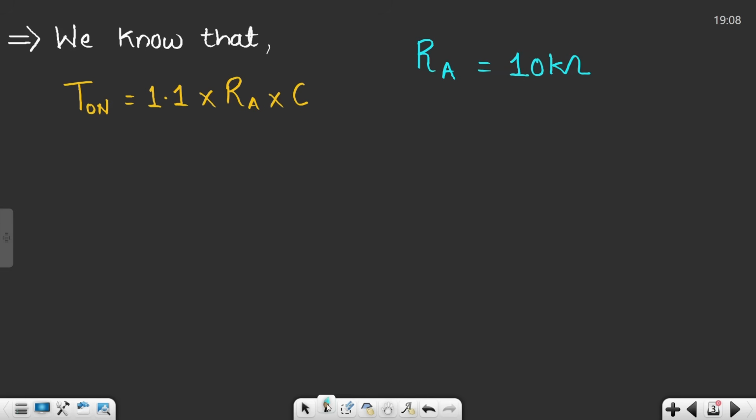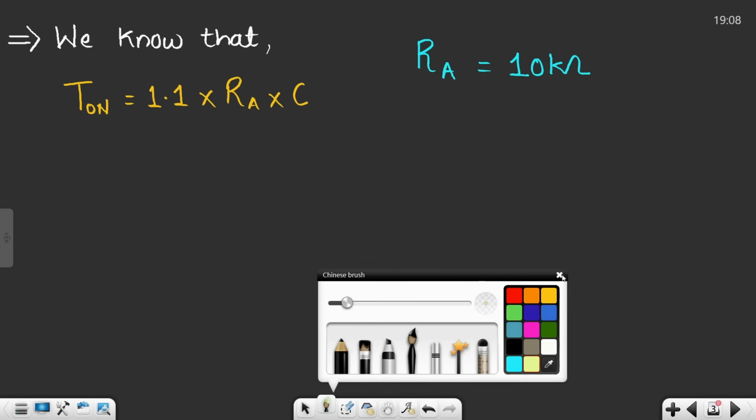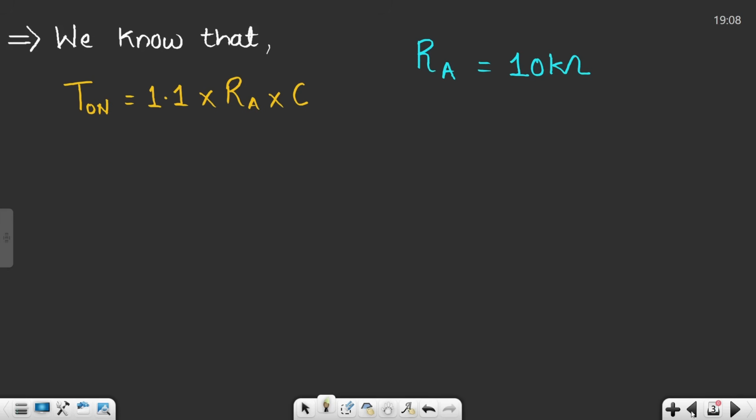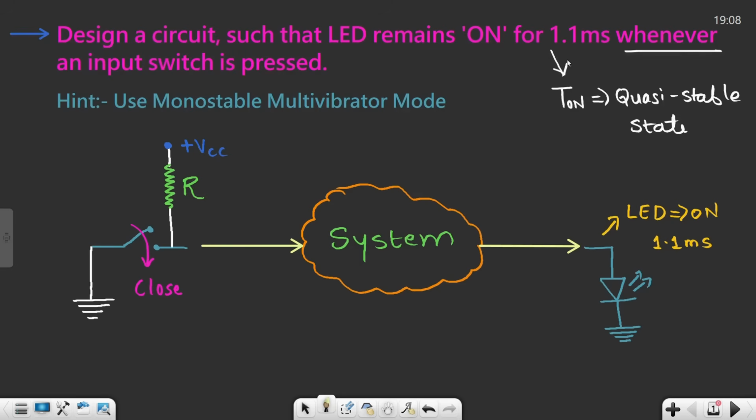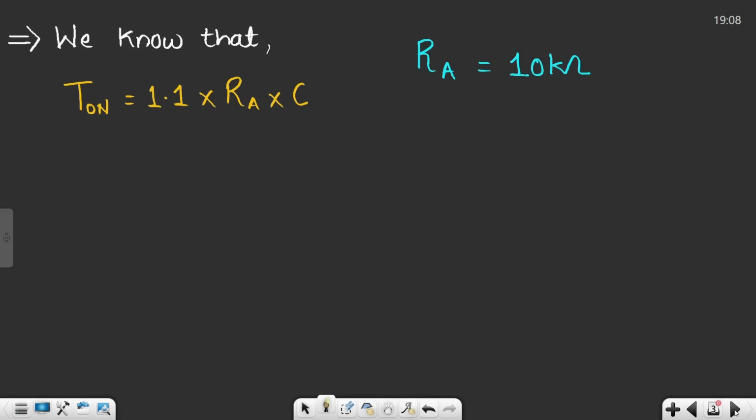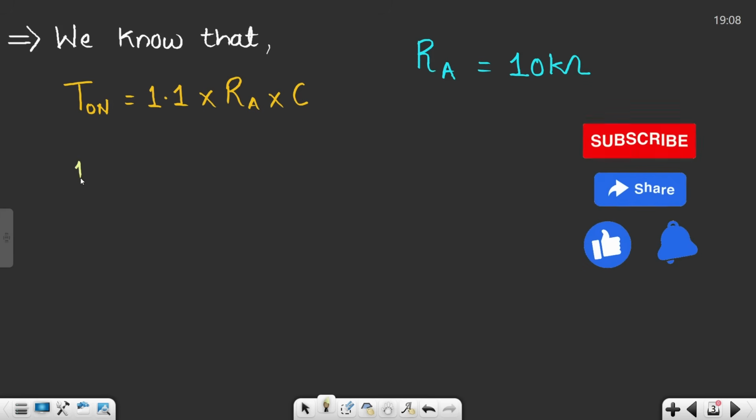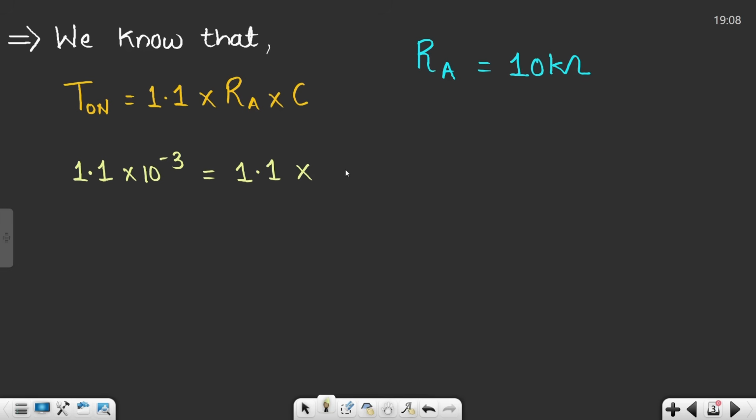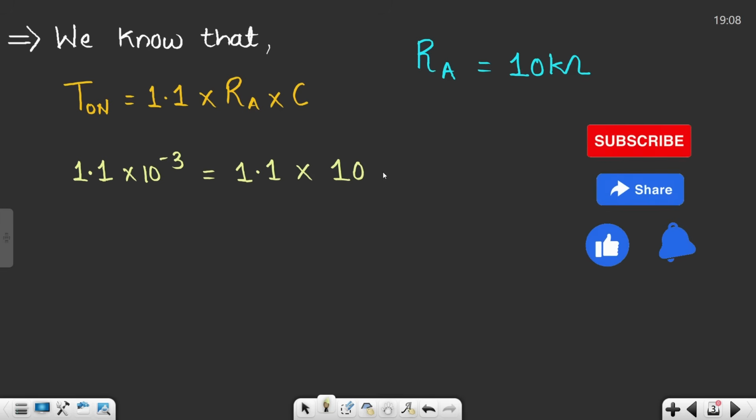So what will be the capacitance? So, a capacitor value. T on is 1.1 millisecond, to be precise. Yeah, 1.1 millisecond. Okay, so 1.1 millisecond is 10 raised to minus 3 second, which is equivalent to 1.1 into R_A. I have assumed it as 10 kilo ohm, meaning 10 raised to 3, right?